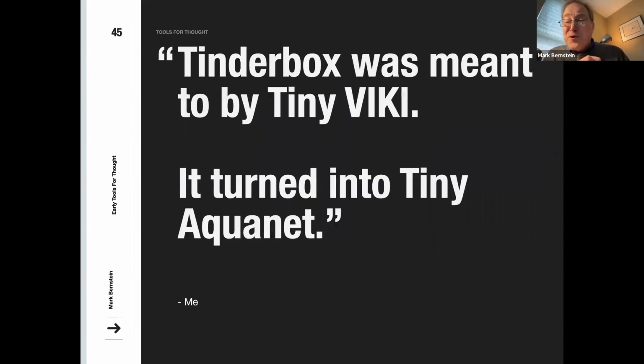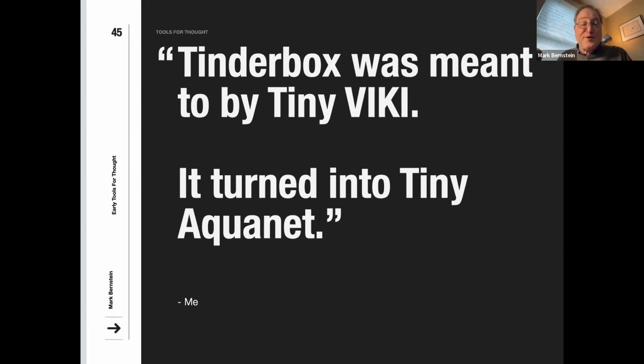Now, Tinderbox, in its original vision, was meant to be TinyViki. The tradition of tiny products was to take things from university laboratories, scale them way back so they would run on personal computers and that you could afford to build them. It really turned into Tiny Augment. It wasn't my idea, and I only realized it later. And in many ways, it does honor the Wiki legacy.